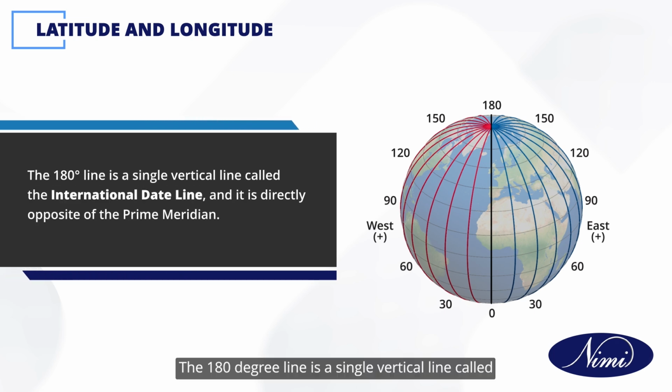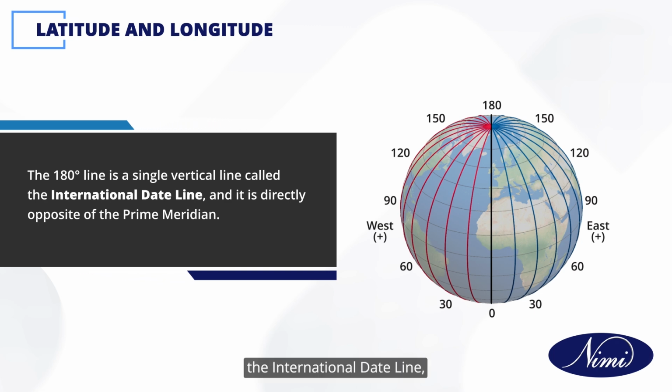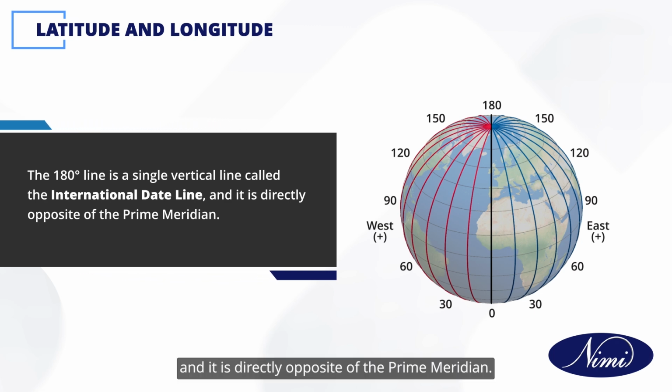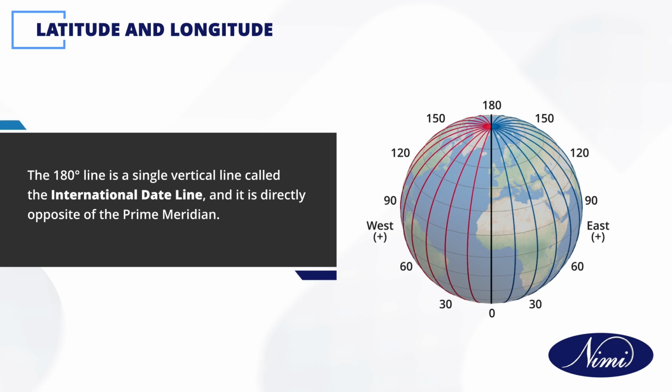The 180 degree line is a single vertical line called the international date line, and it is directly opposite of the prime meridian.